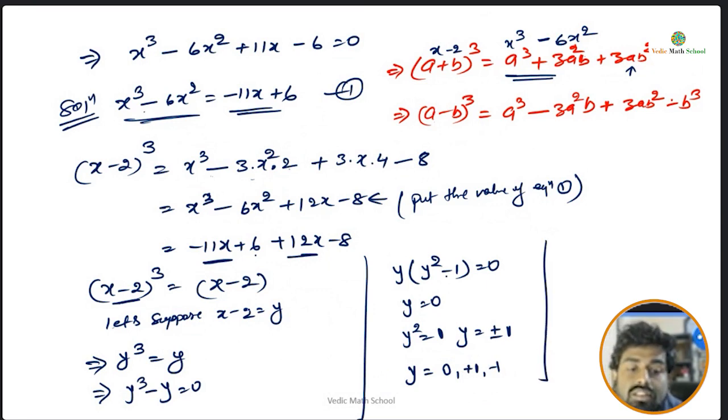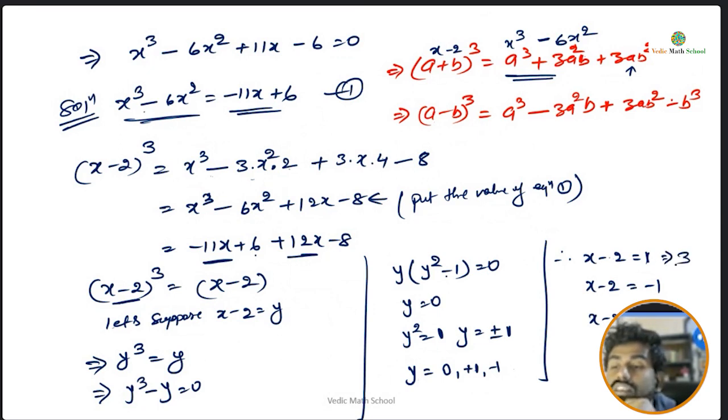We had made it here. What is the value of y? x minus 2. So therefore I'm writing x minus 2 equal to the value of y, which is 1. Or x minus 2 where the value of y is minus 1. Or x minus 2 where the value of y is 0. I'm putting every value of y here: y equal to 0, y equal to plus 1, y equal to minus 1. After putting these values, what we get here: this one will become 3, this will become minus 2 plus 2, so minus 1, plus 1, and this becomes 2. So the value of x is equal to 1, 2, 3.